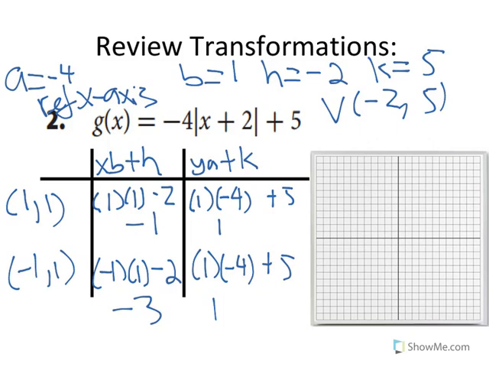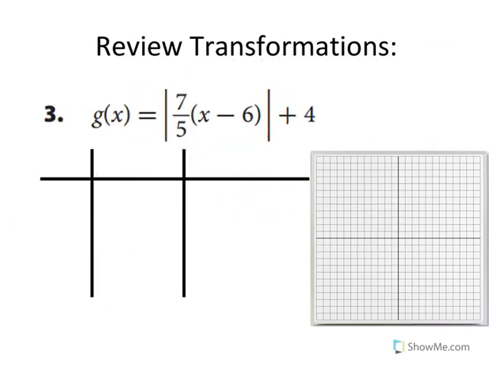Okay, so the vertex is (-2, 5), so 1, 2, 3, 4, 5, so it's here. And then (-1, 1) and (-3, 1), so it's here. So then our graph is going to turn down.